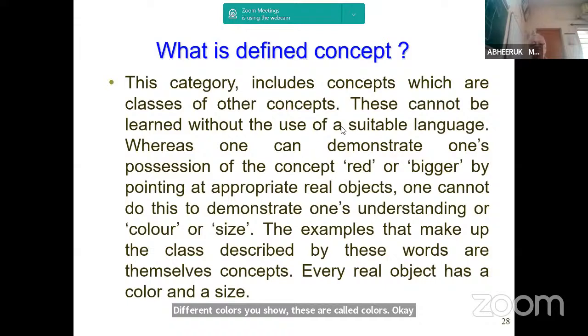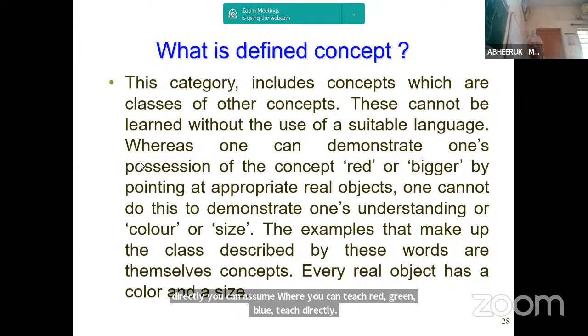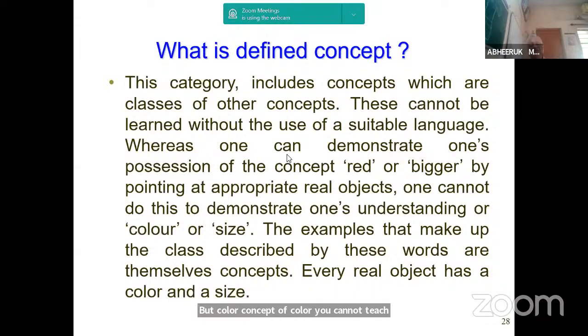So this is called what concept? Defined concept. By definition, by language, you have to explain. Directly you cannot show. Red, green, blue you can teach directly. But the concept of color you cannot teach directly. So you can tell these are the different colors. Then they can understand.